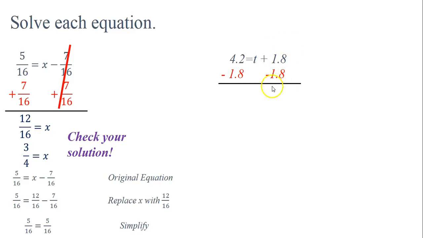These two are going to cancel out, a positive 1.8 and negative 1.8. And then I'm going to end up with 2.4 is equal to t.